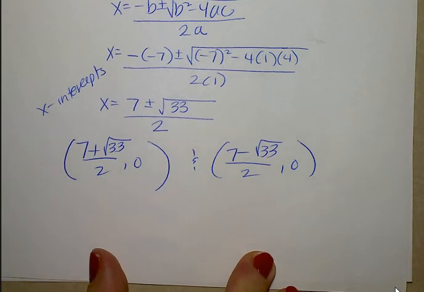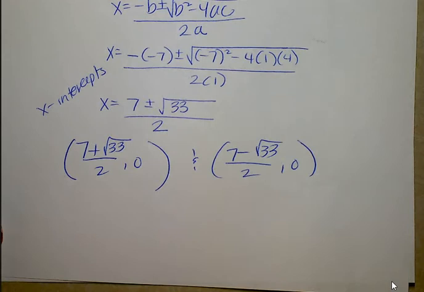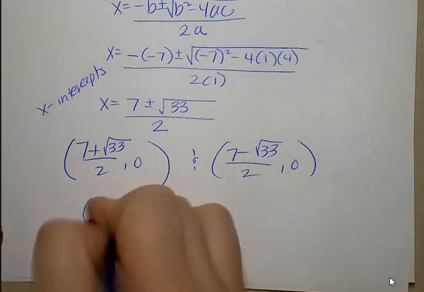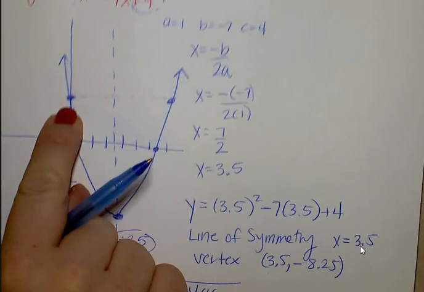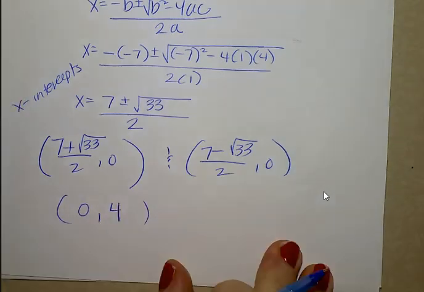Remember, when you have an x-intercept, y is equal to 0. And when you have a y-intercept, x is equal to 0. So our y-intercept is 4, and again, that's one of the advantages of standard form, as you can see it right from the equation. 0, 4 is your y-intercept.